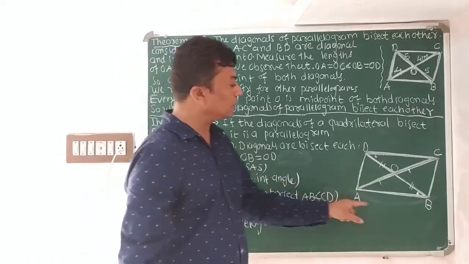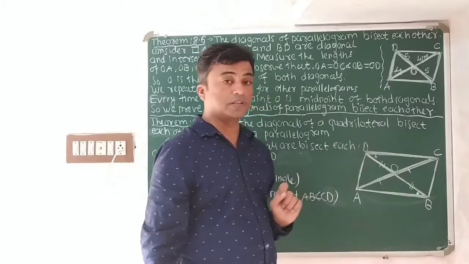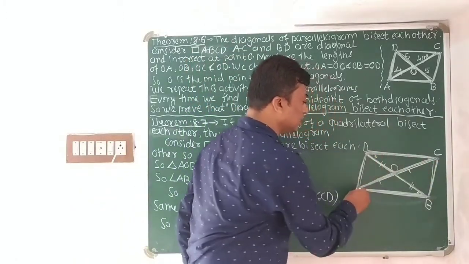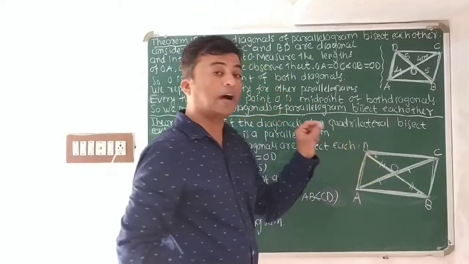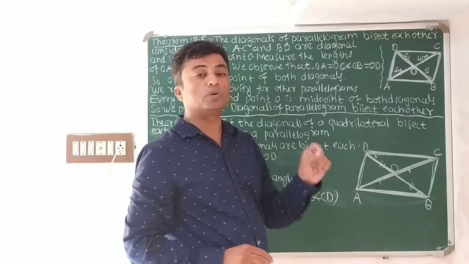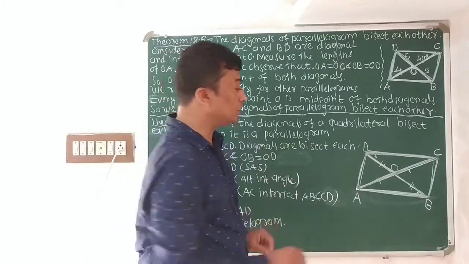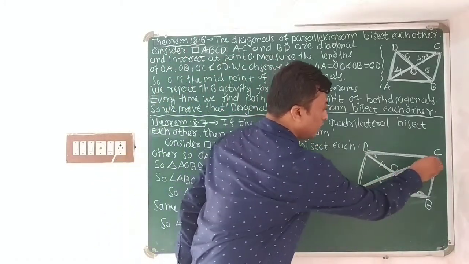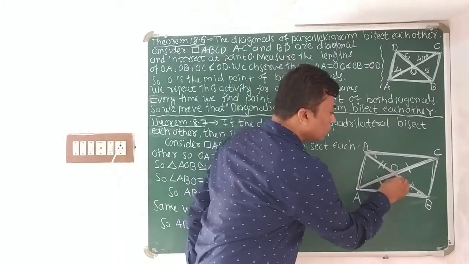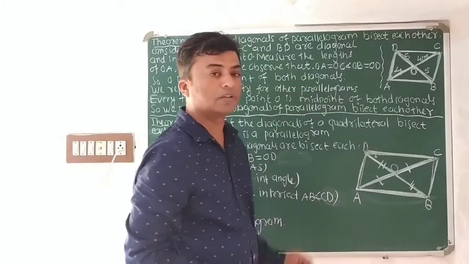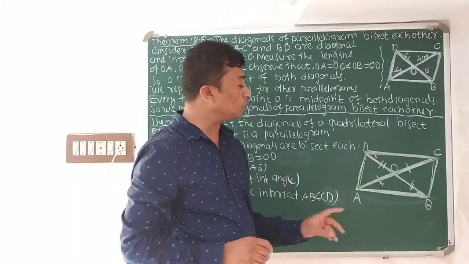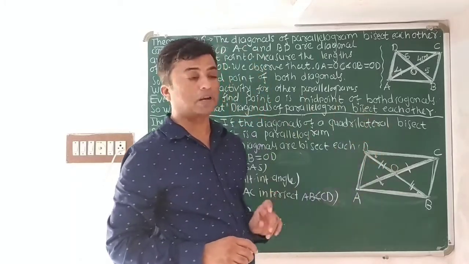See children, the figure of quadrilateral ABCD is given. AC and BD are diagonals and they intersect at point O, and both diagonals bisect each other. So OA and OC have the same length. In the same way OD and OB also have the same length, because both diagonals bisect each other. And we have to prove that ABCD is a parallelogram.